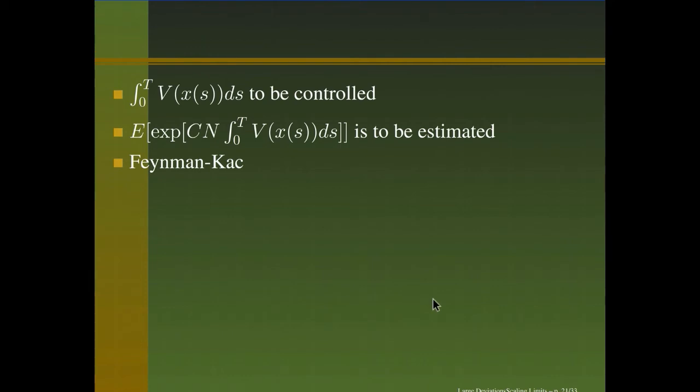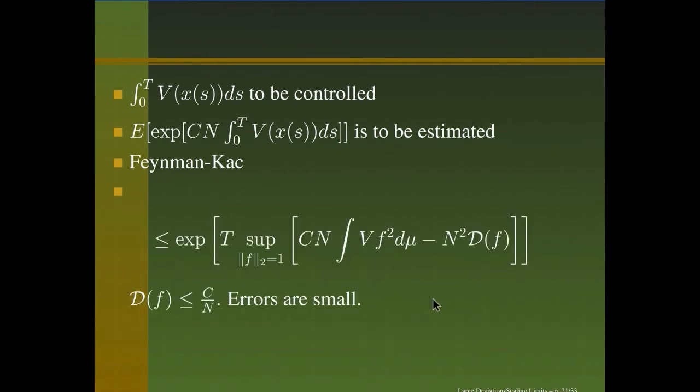Feynman-Kac formula leads to a bound in terms of a variational formula for these integrals. The variational formula is really the Rayleigh-Ritz variational formula, which involves a potential and a Dirichlet form. And if you look at it carefully, V is of order 1, and the term there on the left is multiplied by n. On the other hand, the Dirichlet form is multiplied by n squared.